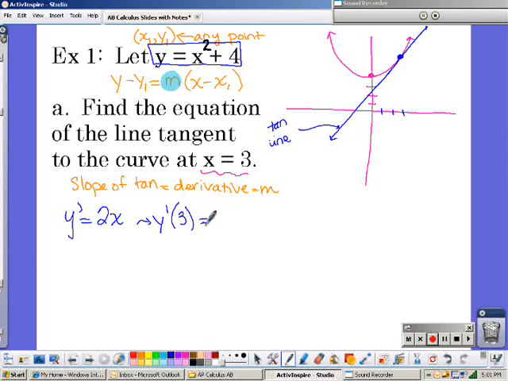Now, if we want to find the slope at 3, let's evaluate y prime of 3. I'm going to replace that x with a 3. I end up with 2 times 3, which is 6. And that 6 right here is my m. I'm going to put it in my equation in just a second.